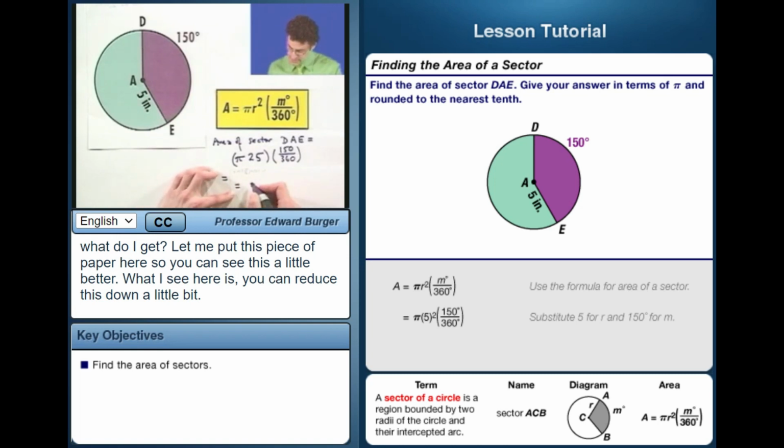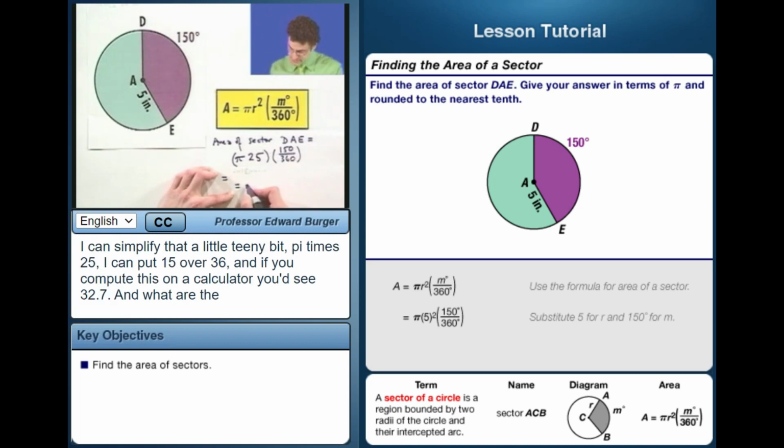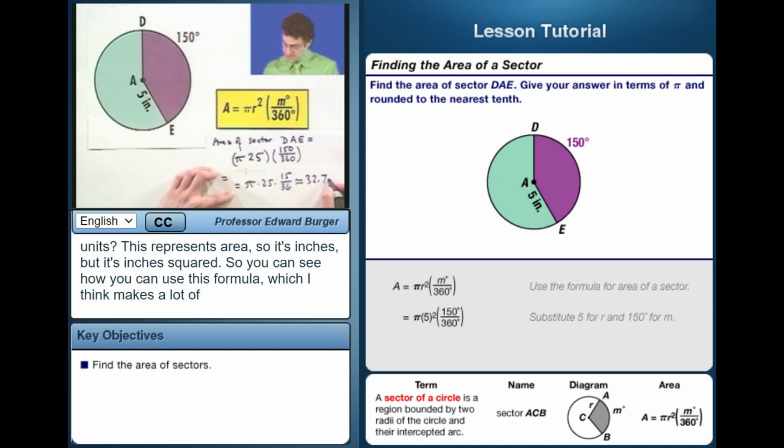And so what I see here is, well, you can actually reduce this down a little bit. I could simplify that a little teeny bit. Pi times 25, I can put 15 over 36. And if you actually compute this on a calculator, you'd see 32.7. And what are the units? Well, this represents area, so it's inches, but it's inches squared.